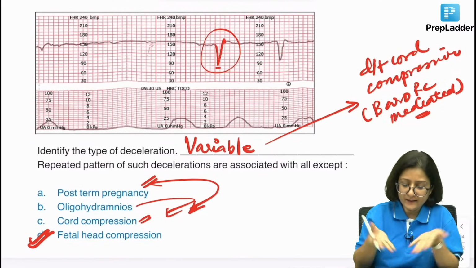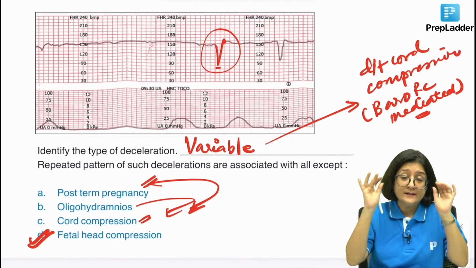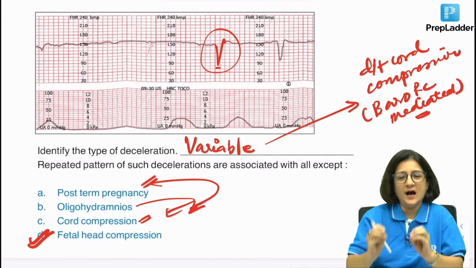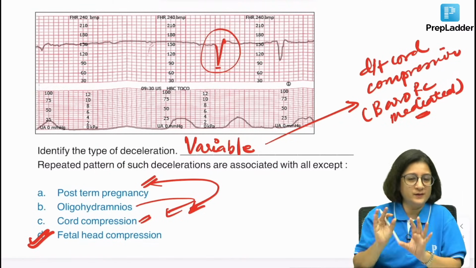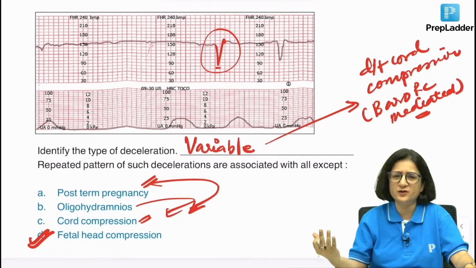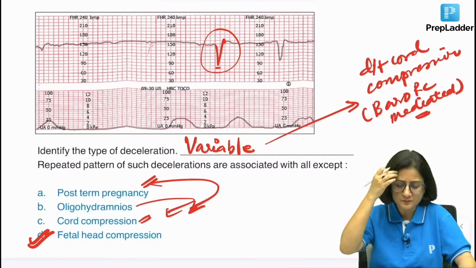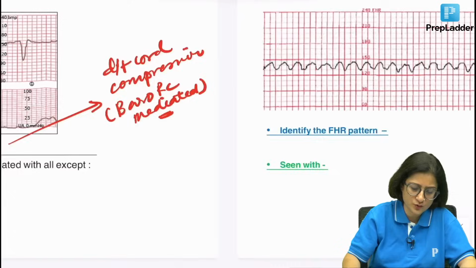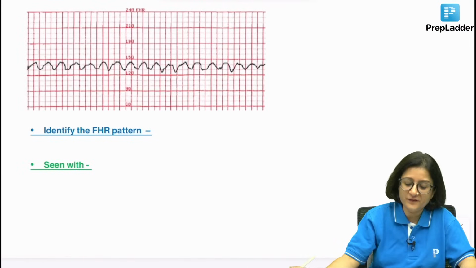So this is the way that these questions can be asked. It can be an image based question like this, or it can be just an image to identify these decelerations also. Next image, identify the fetal heart rate pattern.